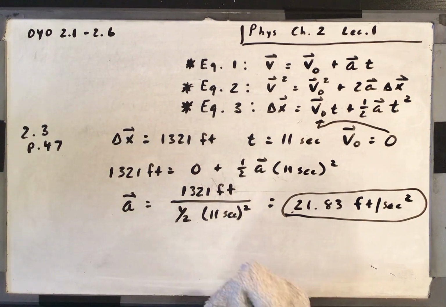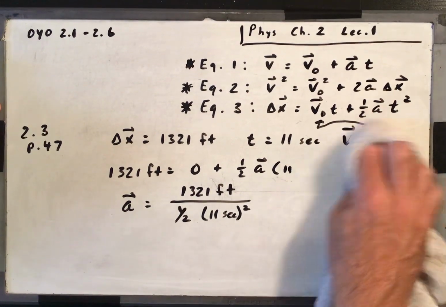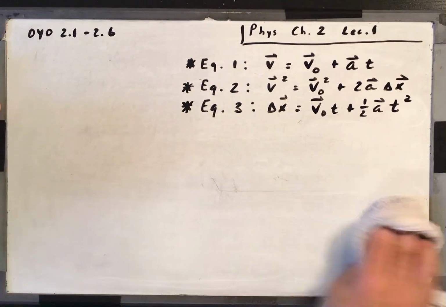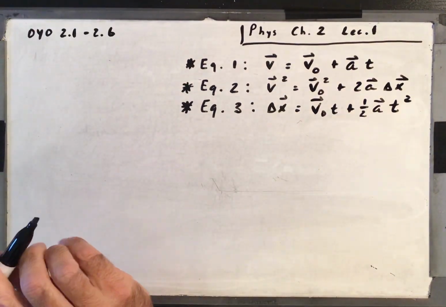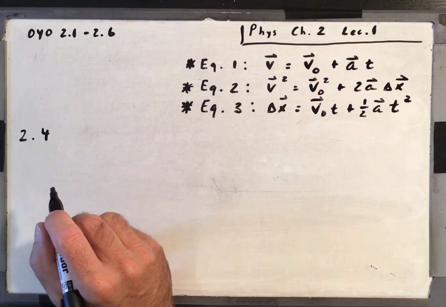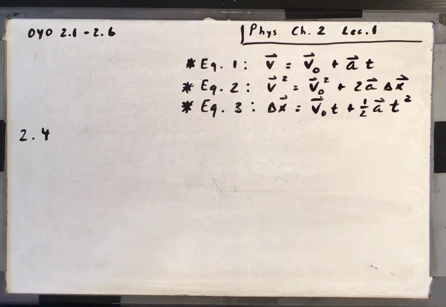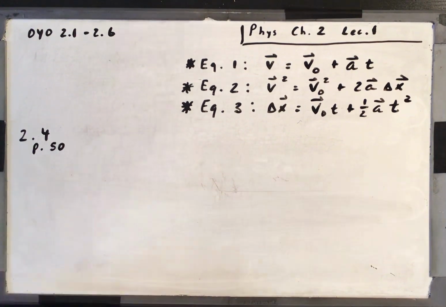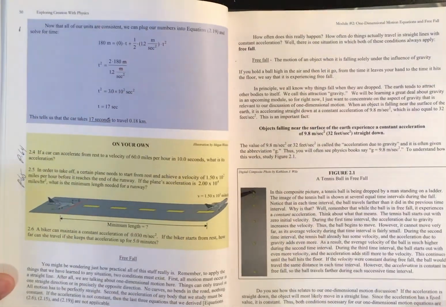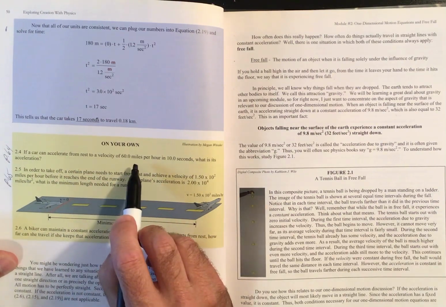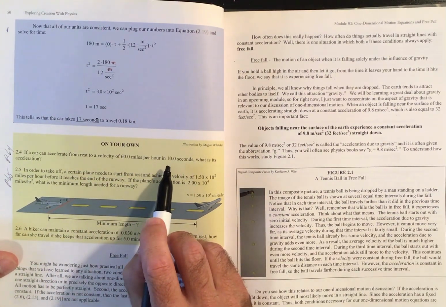For those three problems, you knew which equation you were going to use. But on the test, you won't know which equation to use. You'll have to figure it out from the problem. So let's work 3 more on your own problems, 2.4 through 2.6, where it doesn't really tell us which equation to use. We have to figure it out ourselves. So all 3 problems are on page 50 to finish out this lecture. So 2.4 says if a car can accelerate from rest to a velocity of 60 miles an hour in 10 seconds, what is its acceleration?